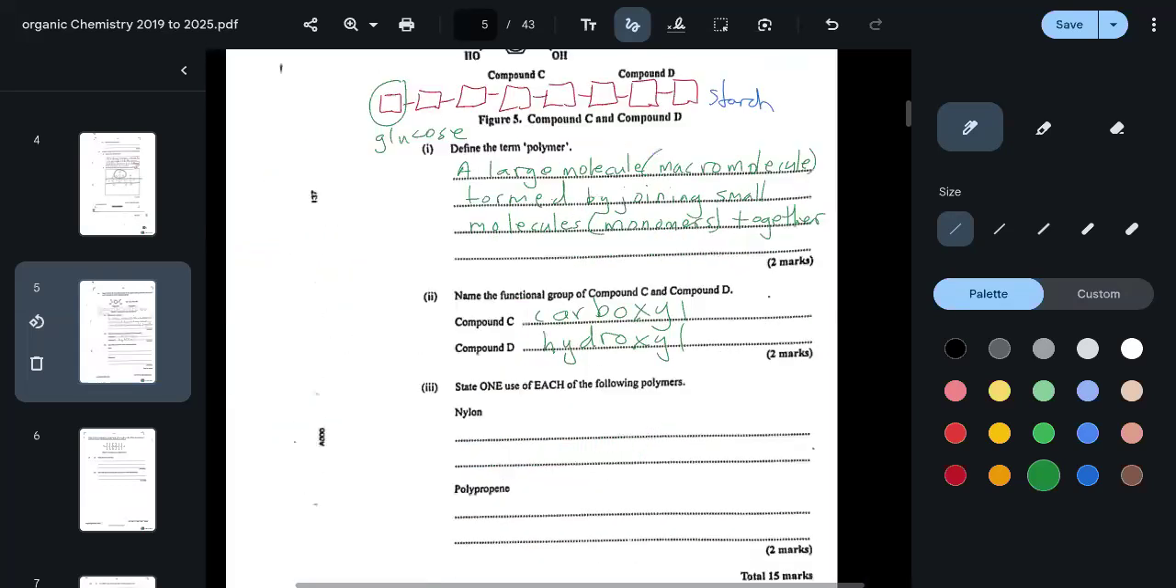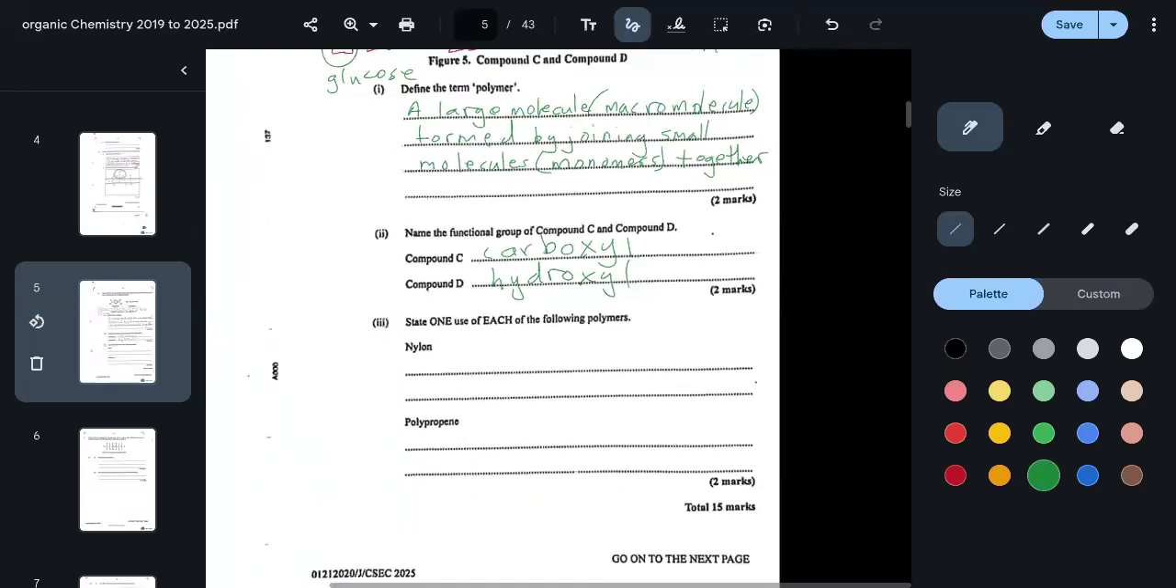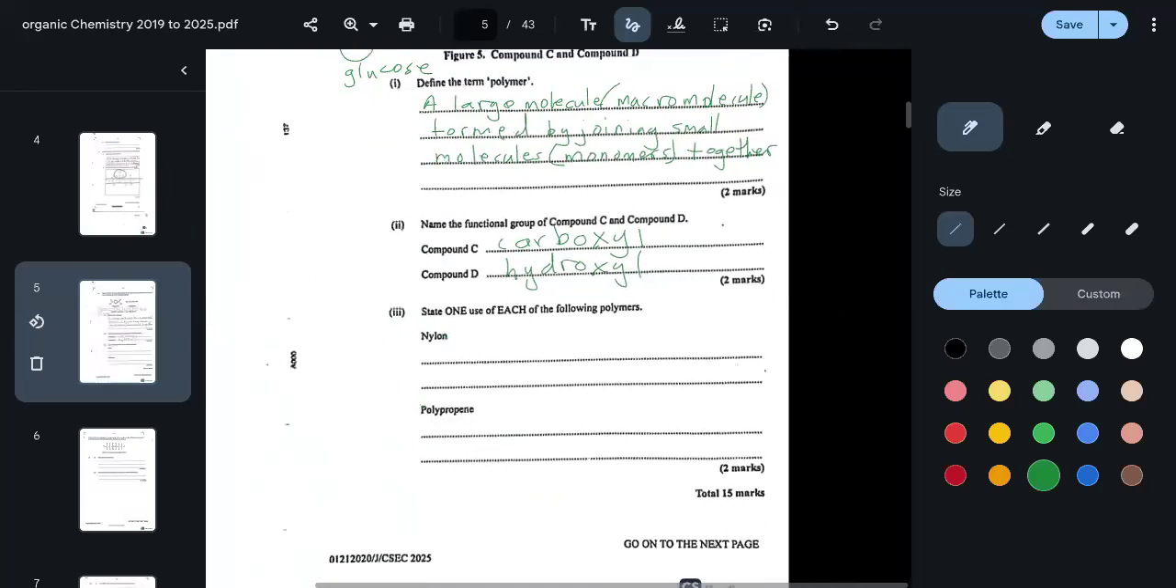All right. I will give you a table, or if you have this together already, you can just look at the uses. There's a table in it, but I will send it in the group as well. All right, so it says state one use of nylon. So I think we're familiar with nylon.